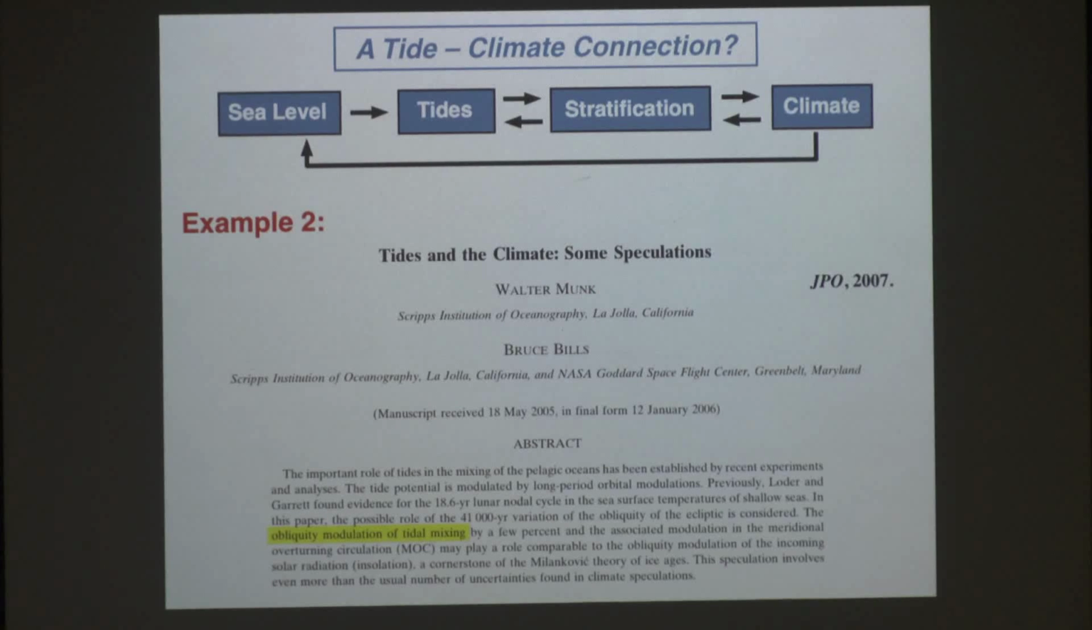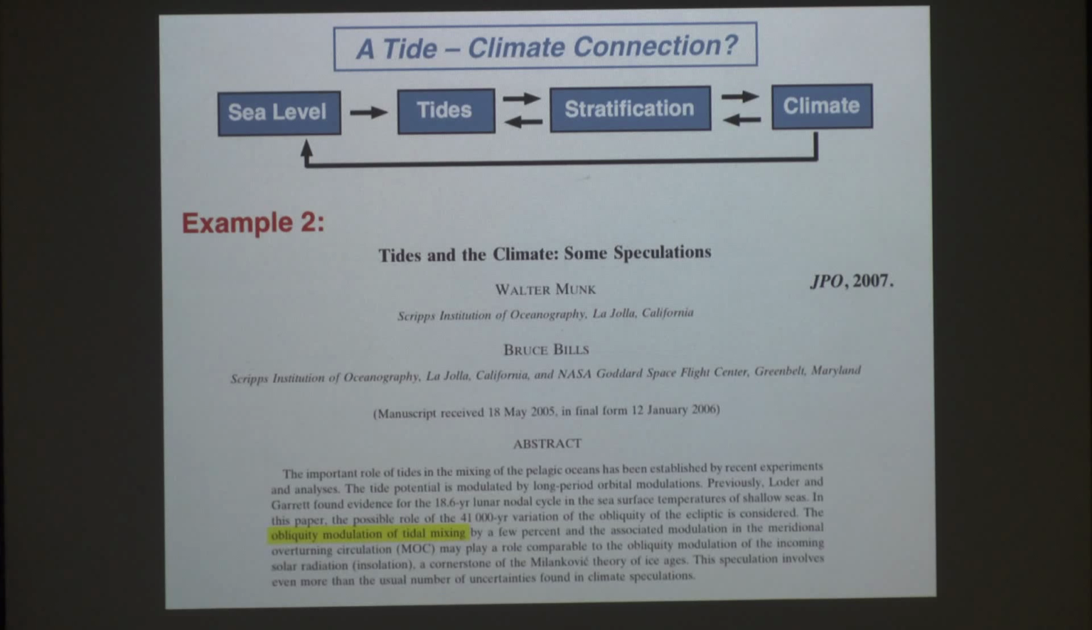The second example I'll show you is from Walter Munk and Bruce Bills, Tides and Climate, some speculations. They were looking at the 41,000 year variation in the Earth's obliquity. Now remember, the obliquity is the Earth's tilt, the 23 degrees, but that 23 degrees isn't exactly 23 degrees. It changes from 22 to 24 over the course of about 40,000 years. So people have used that change in the obliquity as part of the Milankovitch cycle to explain changes at 40,000 years in the coming and going of ice ages.